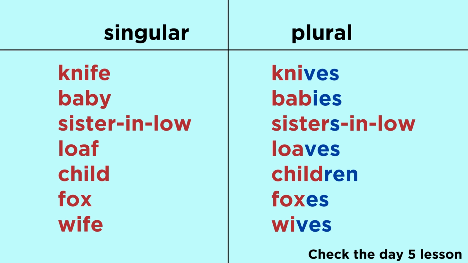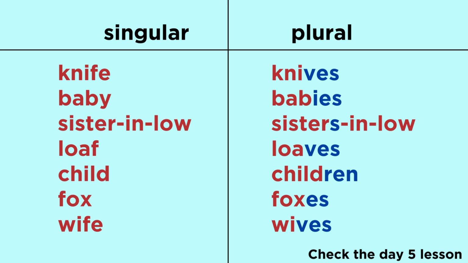Next word, baby. The last letter of the word is Y. Now we should check the letter before Y. Is the letter before Y a vowel letter or a consonant letter? The letter before Y is B. B is a consonant letter. So to make the plural of baby, we should remove the Y and add IES. So the plural of baby is babies.